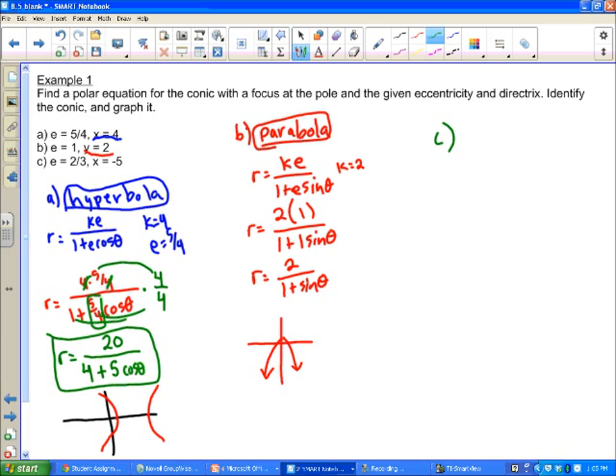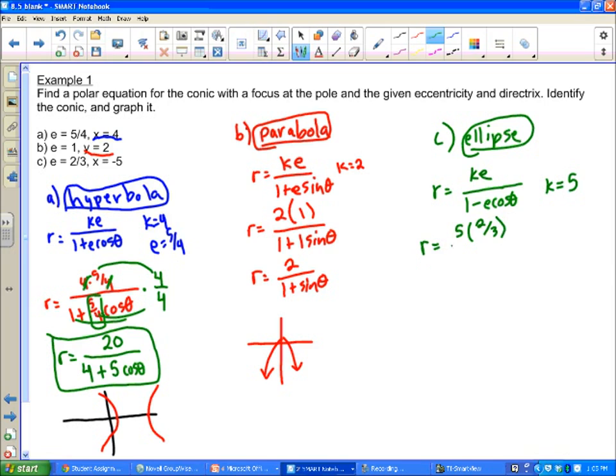Part C. e is 2/3, which means this is an ellipse because 2/3 is less than 1. Since x equals -5, we're going to use the formula ke over 1 minus e cosine theta. And if you're not sure where I'm getting those formulas, look at the slide right before this and look at your directrix. Our directrix here, x equals -5, that means that k equals +5. We don't take that negative with k. So r equals 5 times e, which is 2/3, over 1 minus e, which is 2/3, cosine theta.